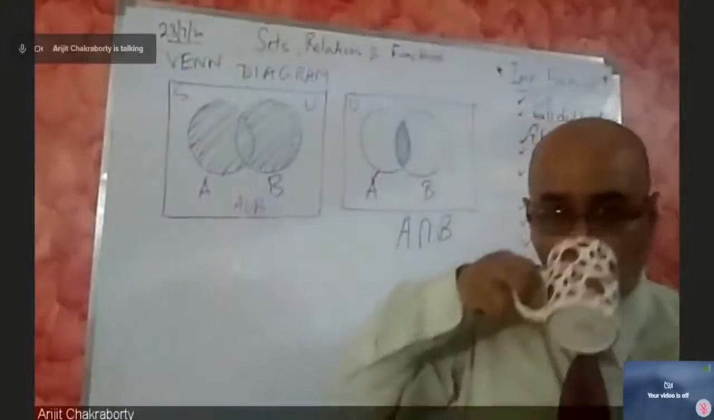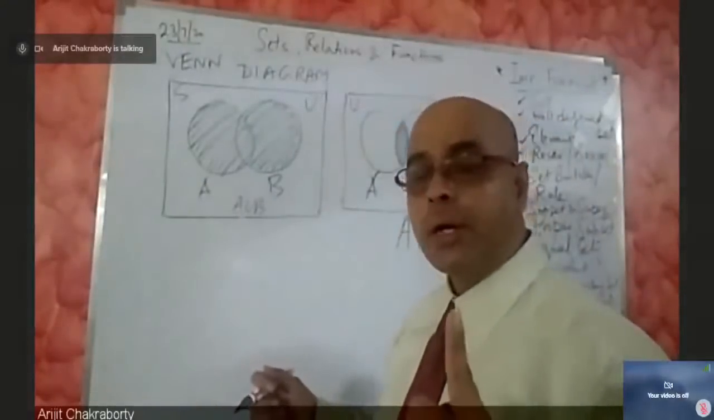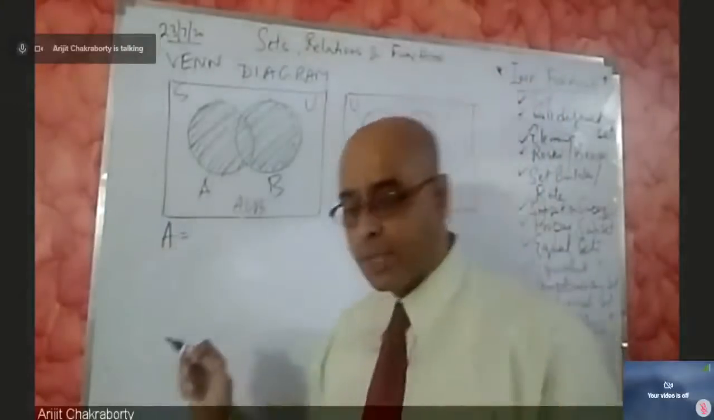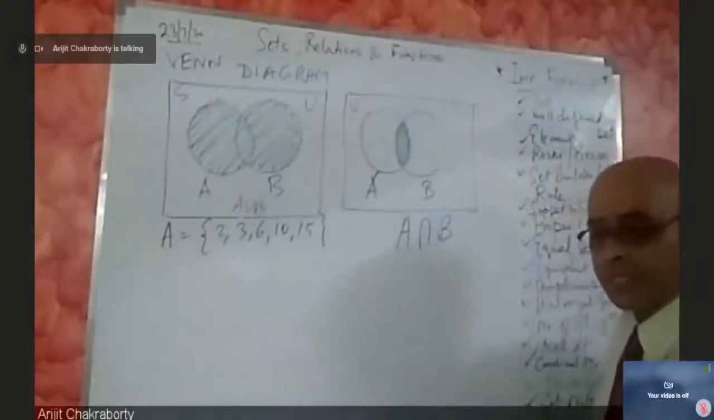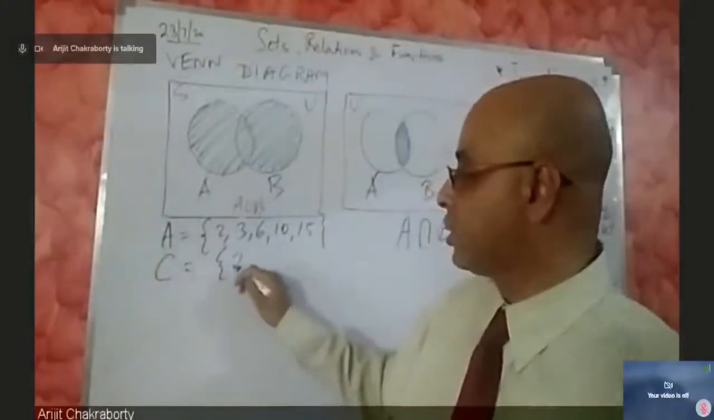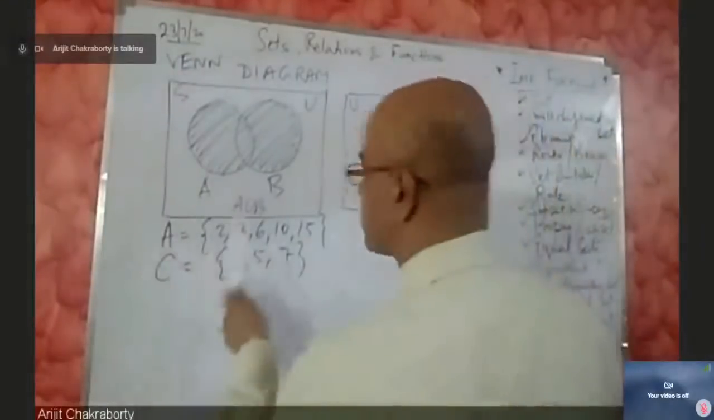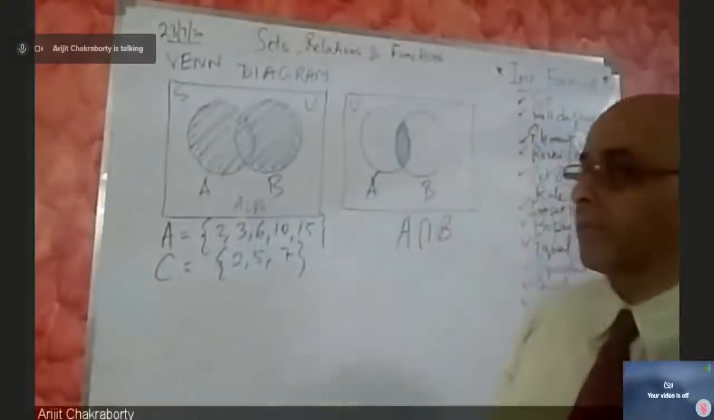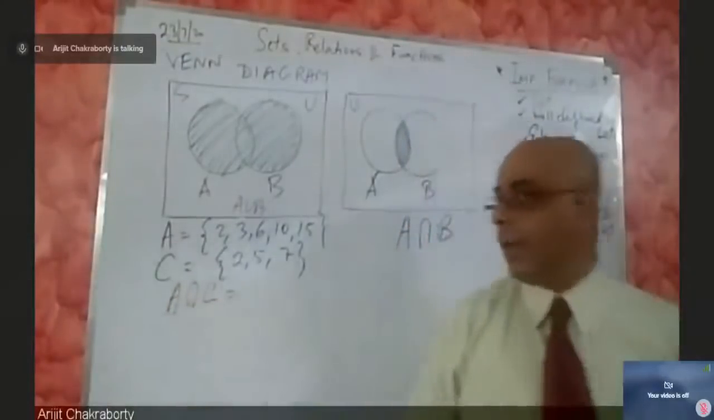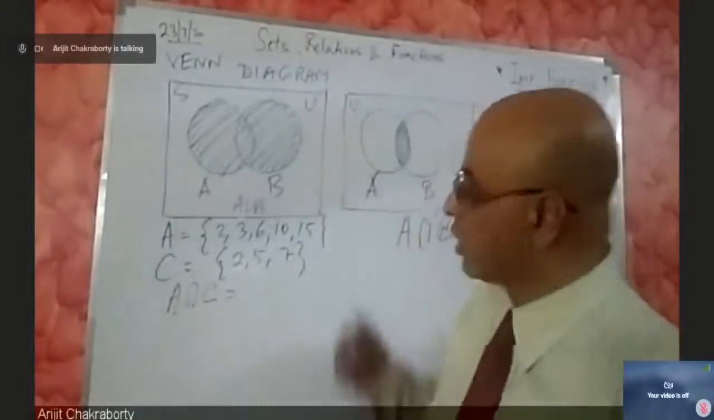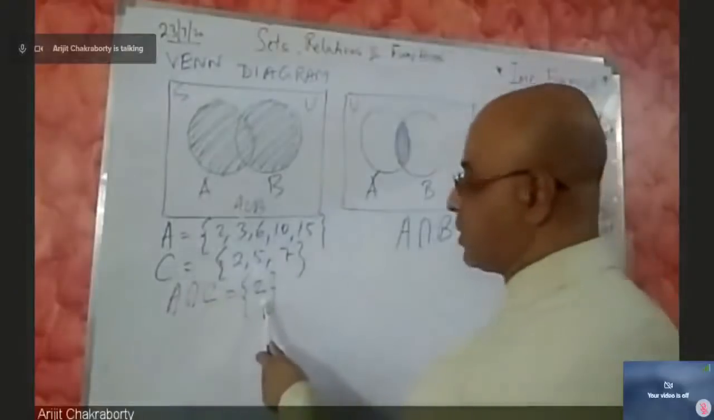I am taking another example, and we shall find some intersections. Say A is equal to 2, 3, 6, 10 and 15. And set C is 2, 5 and 7. Fine. If I ask you that A intersection C is what? Only one element is common, that is 2. So the answer is 2. A intersection C will be 2.